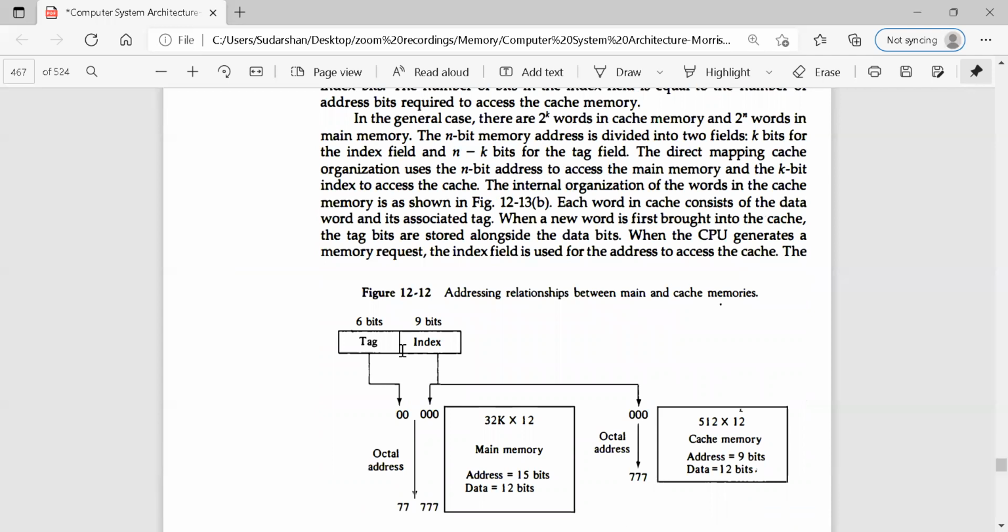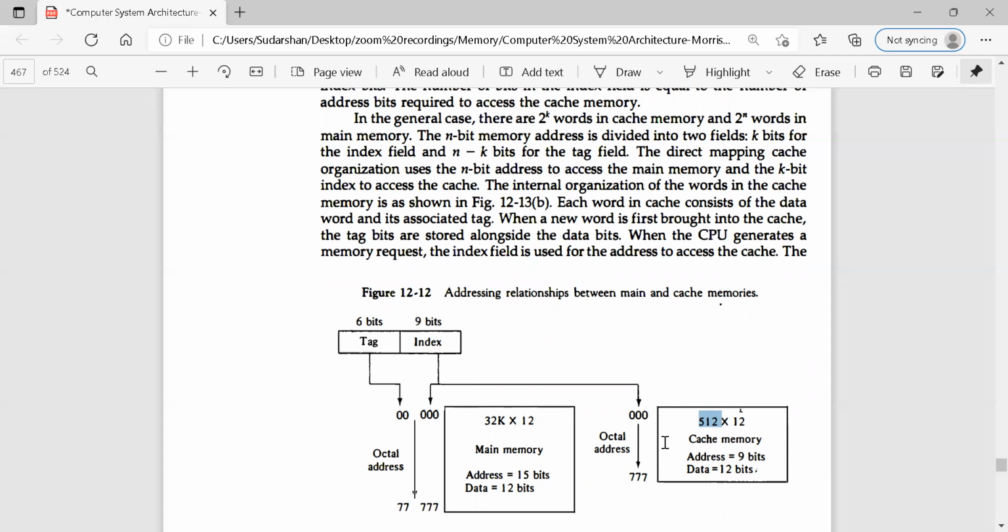Your CPU address is 15 bits long, and we divide it into two parts: a 6-bit tag number and a 9-bit index number. How do you decide on the index? The number of bits in the index is based on the size of your cache memory. You know pretty well, your cache memory has got 512 locations. To identify 512 locations, you require 9 bits. Therefore, 9 bits are meant as an index. If your cache memory is, for example, consisting of only 256 locations, 256 is 2 power 8. In that case, your index will consist of only 8 bits.